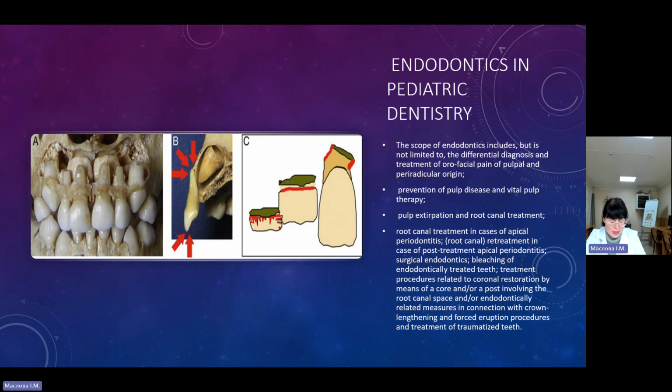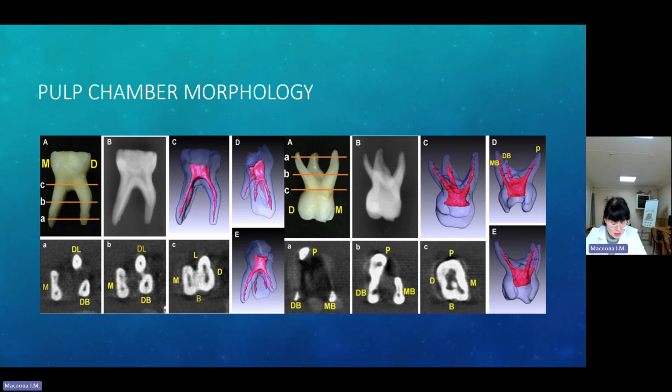During root formation, the apical foramen of each root has a wide opening limited by the epithelial diaphragm. The dentinal walls diverge apically, and the shape of the root canals is like a wide open tube. Each root contains one canal at this time, and the number of canals is the same as the number of roots. You can see this illustrated on the slide.